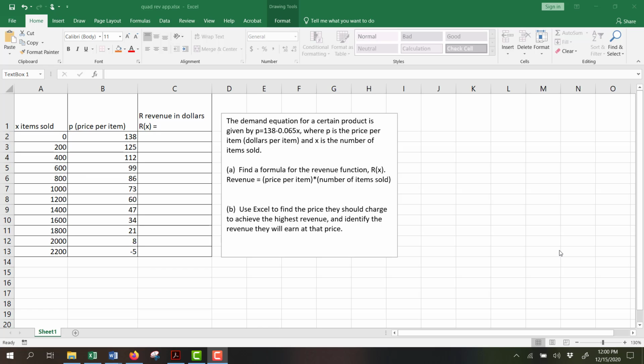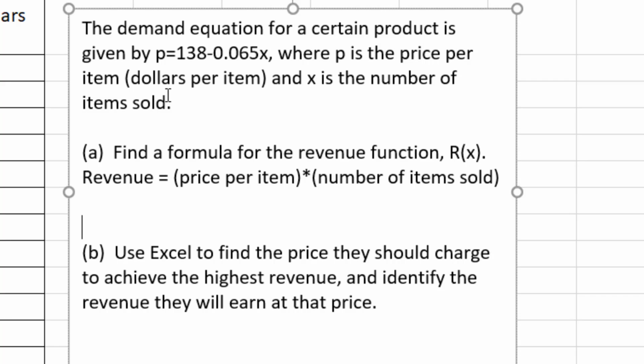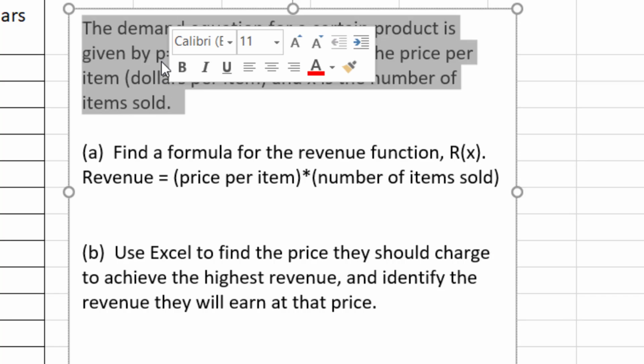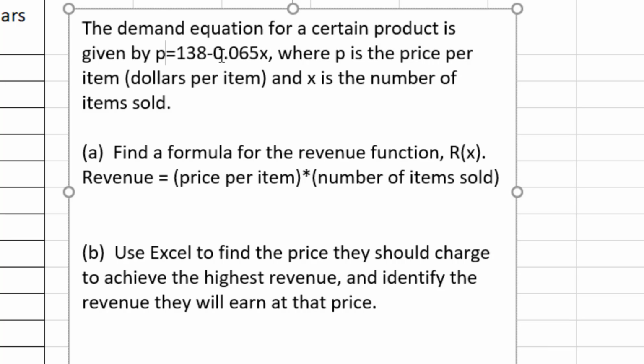In this video, we'll use Excel to work with a quadratic revenue function. The problem reads as follows. The demand equation for a certain product is given by the equation P equals 138 minus 0.065x. In this case, P is the price per item and X is the number of items sold. Part A asks us to first find a formula for the revenue function R of X.